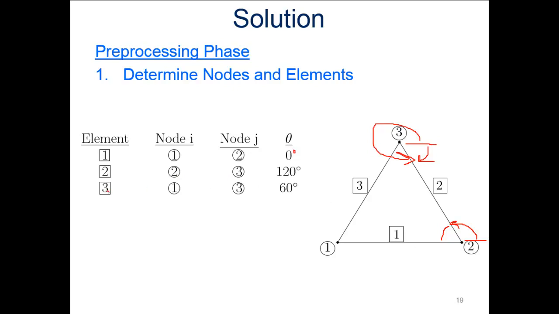Let's look at element 3. Element 3 is right here. Node I is 1, node J is 3. Just measuring up from horizontal, we get 60 degrees. So that's where the 60 comes from. We've got our nodes defined, our elements defined, and our angles defined. We're in a good place.